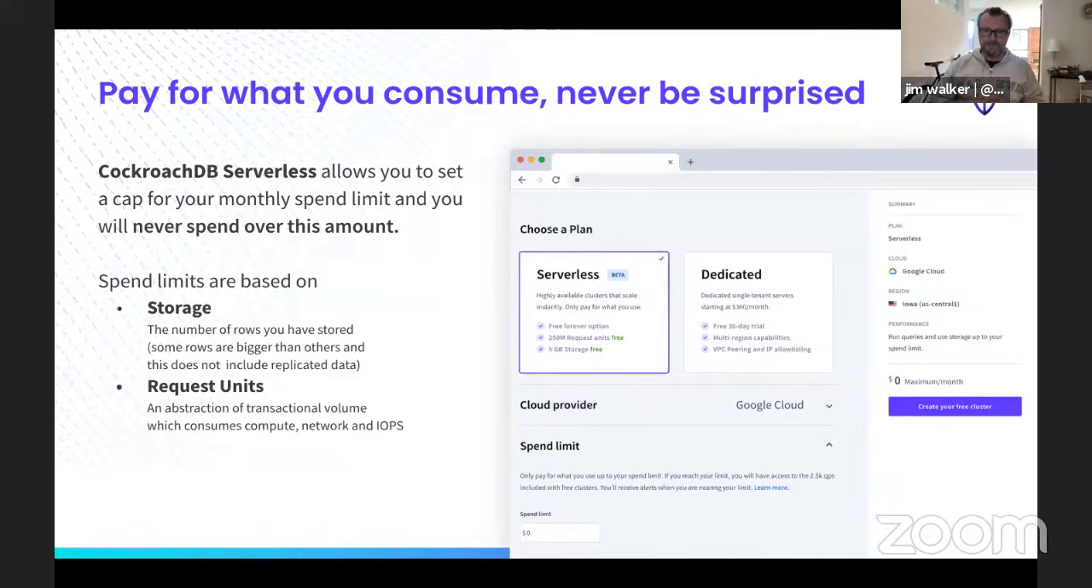This is a pay for what you consume, never be surprised. So in CockroachDB Serverless, we have spend limits that are based on storage. So the number of rows that you have stored in the database. Now, remember, we're writing things in triplicate. We aren't charging you for writing things in triplicate. We only calculate the size of the logical information of your database, so the number of rows you have, not all the replicated data underneath. And then we also have this concept of a request unit, which is really just an abstraction of this transactional volume underneath and what your SQL pods are actually using from a compute, network and IOPS point of view.